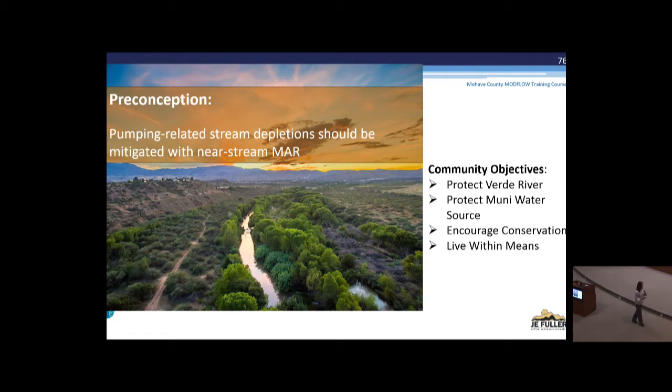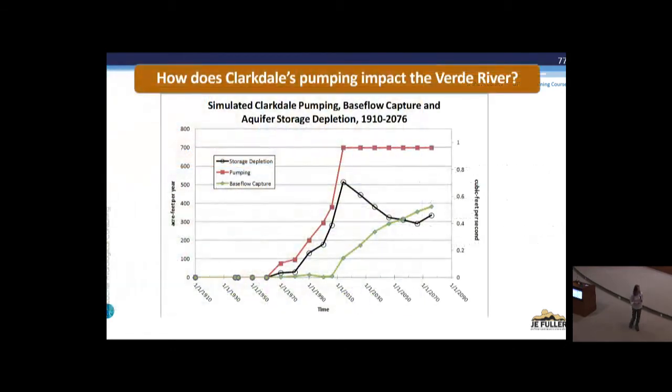When they hired me, they had a preconceived notion that pumping-related stream depletions should be mitigated with near-stream managed aquifer recharge, or just recharge. And they saw this happening in the San Pedro, and they thought, we want that. We want an EOP that sustains our stream. That was kind of it. They just assumed they had the solution. But first of all, they didn't know what their impact to the river was. So that's where we started.